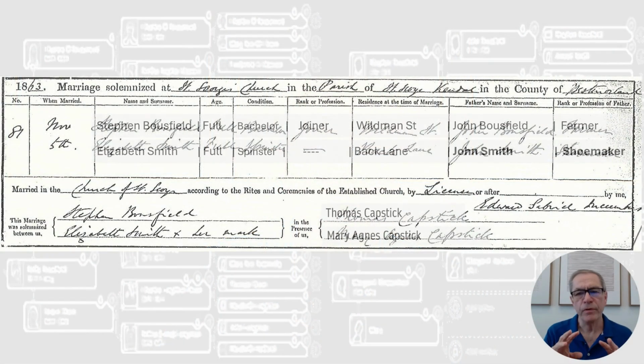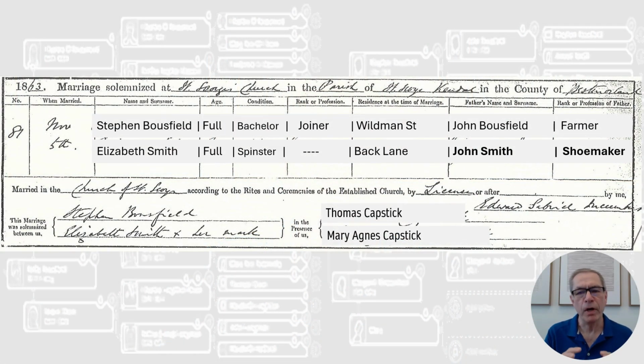Now let's start with this marriage certificate of my great-great-grandparents who were married on November the 5th, 1863. My research goal here is to identify the parents of Elizabeth Smith. Now we can see from the certificate their father is John Smith. Now to make it interesting, there were over 20,000 John Smiths in England at this time.